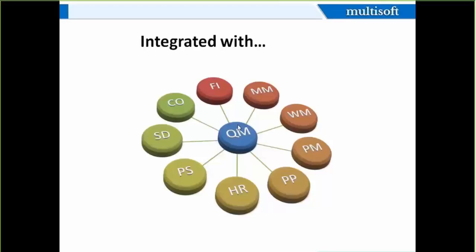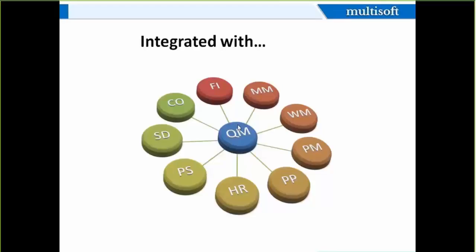And QM and SD, sales and distribution, is also one of the key parts of the SAP system. Sales and distribution is where you are certifying your own product before you do the delivery. So for that process, you have to know the integration between SD and QM.